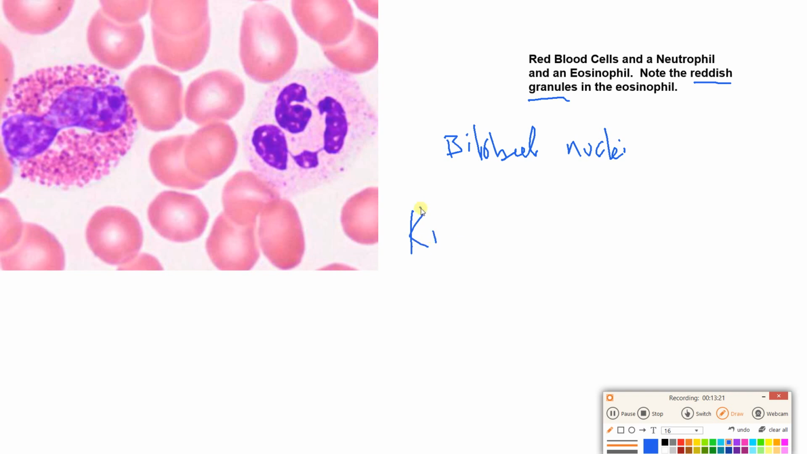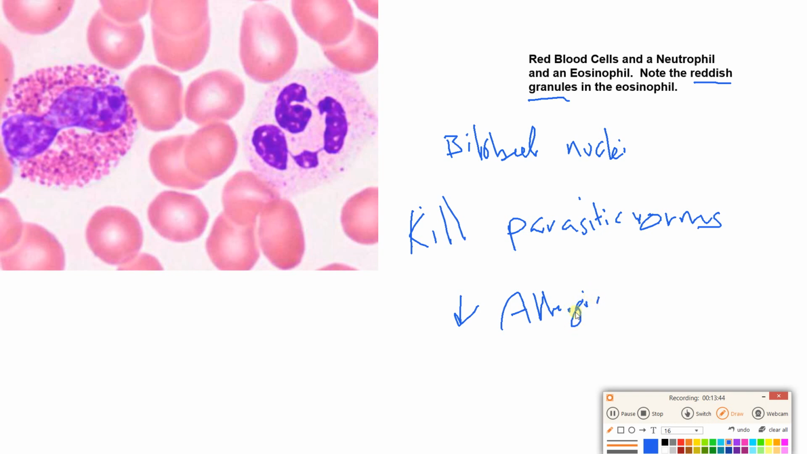Eosinophils are also killers, but they are good at killing parasitic worms. So we have cells in our body, in our immune system, whose major job is to kill parasitic worms. Eosinophils also play a role in reducing allergic responses. Not always well enough in many cases. Okay, so eosinophils, usually a bilobed nucleus, but not always. Reddish-ish granules. Job, killing parasitic worms.